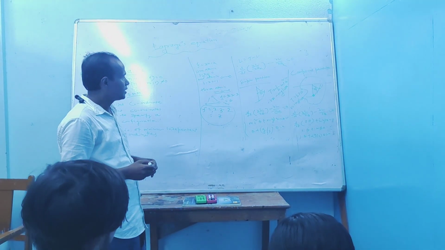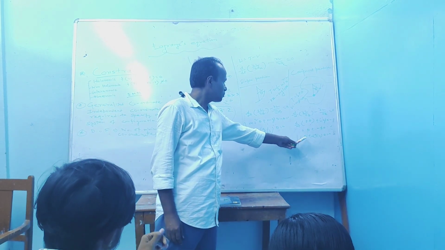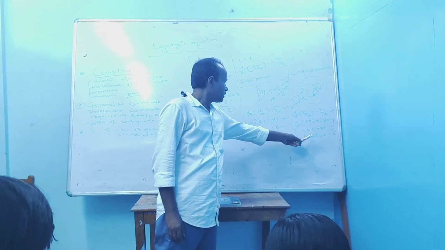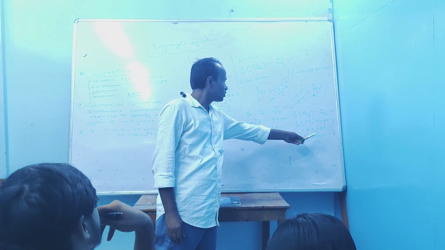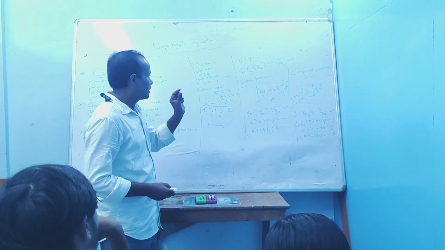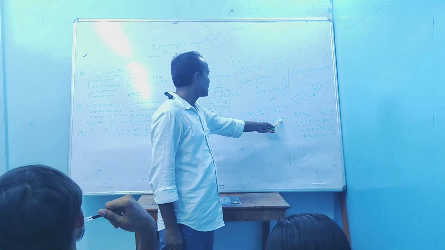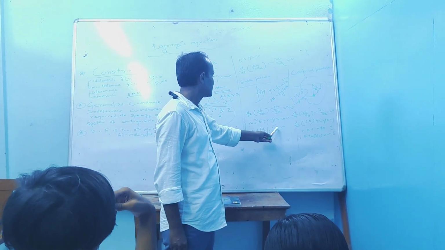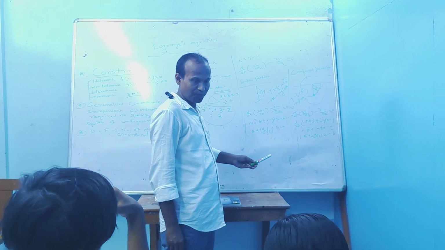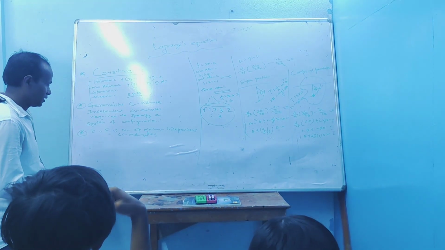Mathematically, the compound pendulum equation will be in the form theta double dot plus mg by I l theta equal to 0, but theta is a small angle, so sin theta is neglected and only theta is used. These are simple examples of Lagrange's equation.